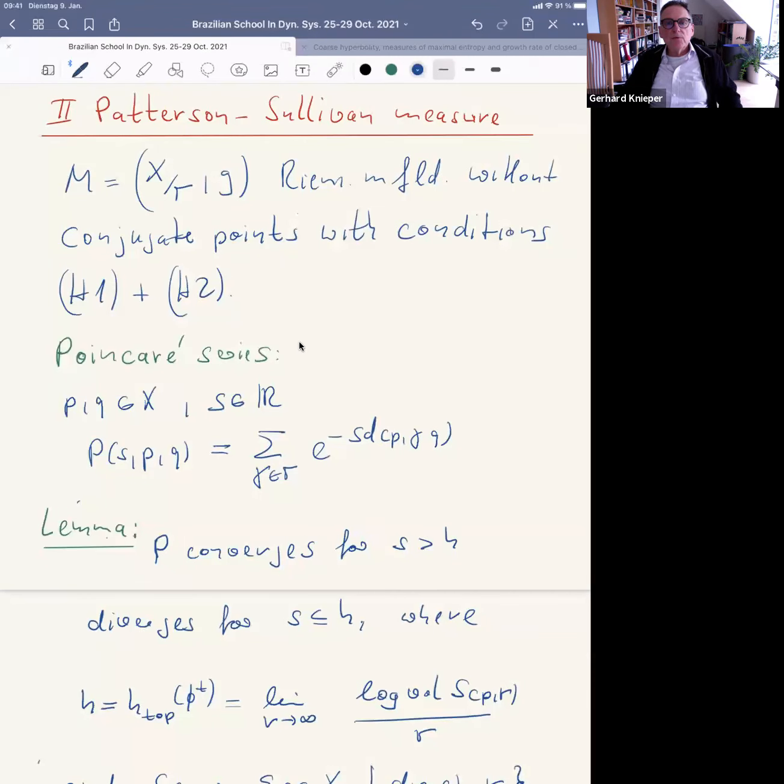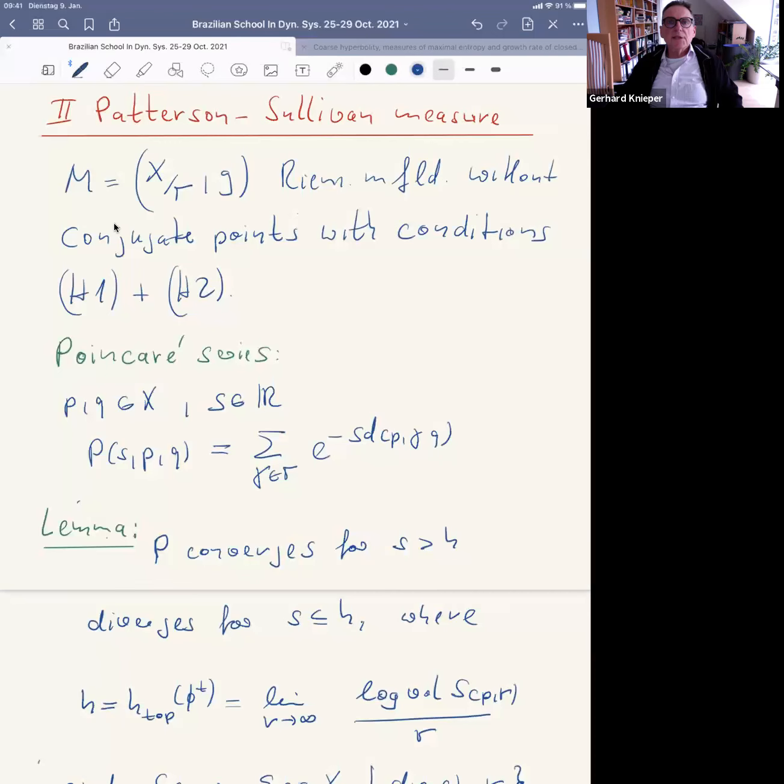When you define this measure, you usually start off with a certain series, called the Poincaré series. What does it mean? You choose any two points p and q on the universal covering, and a real parameter s, and then you look at this exponential sum. You sum over all elements gamma in the deck transformation group, the exponentials e^(-s d(p, gamma q)). The orbit of gamma q will be distributed over the full universal cover, and that's what this series measures.